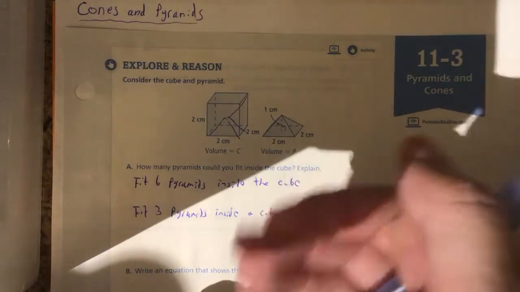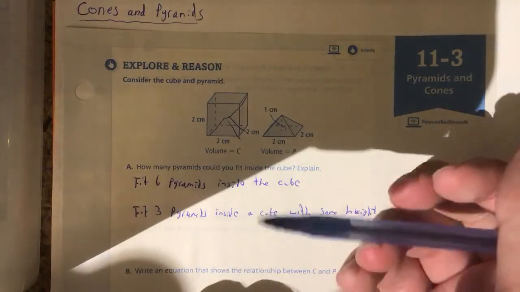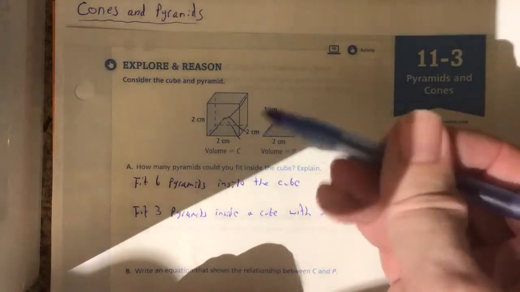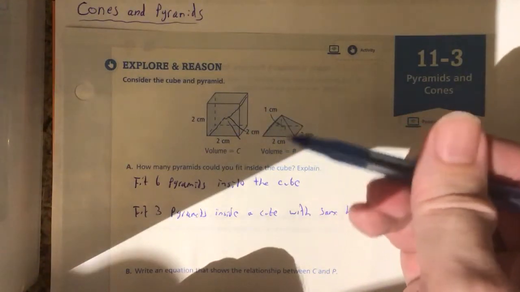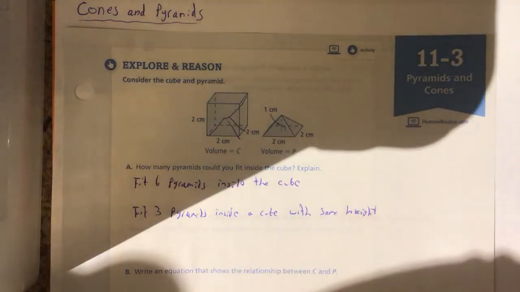And this will be the same for cylinders and cones. And you could try it out. I'll show you a video with the filling it up with water with a pyramid and a cube with the same height, the same base area. It takes 3 of them to fill it up. But that's how you derive the formula. So I'm going to write out the formulas now for volume of a pyramid and volume of a cone.